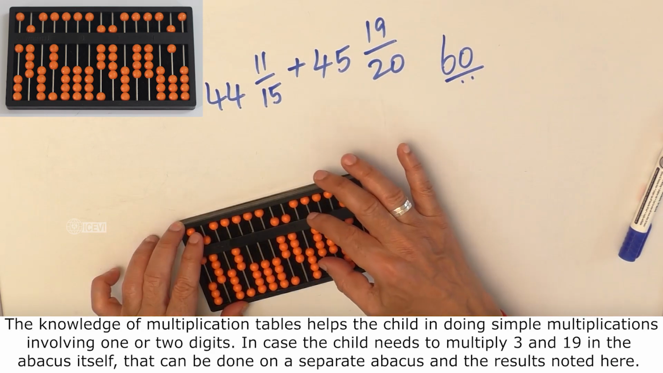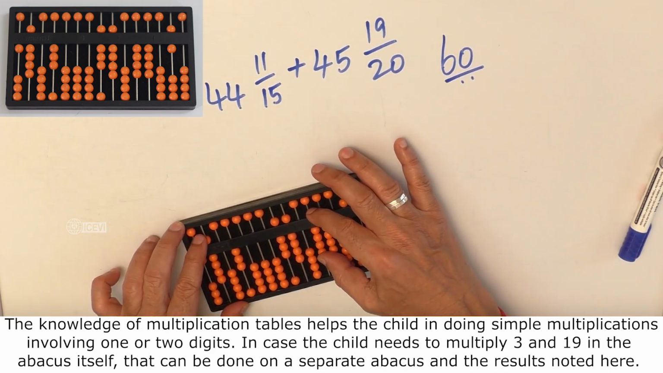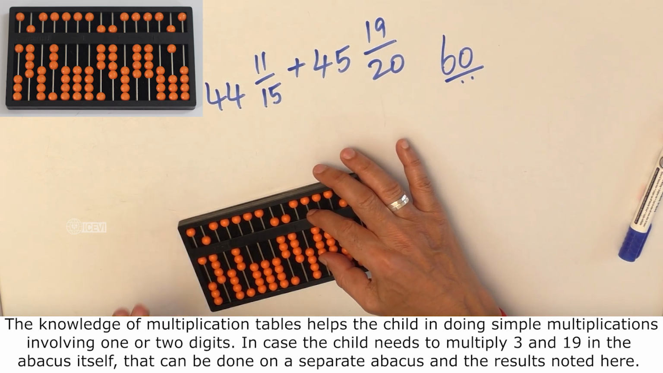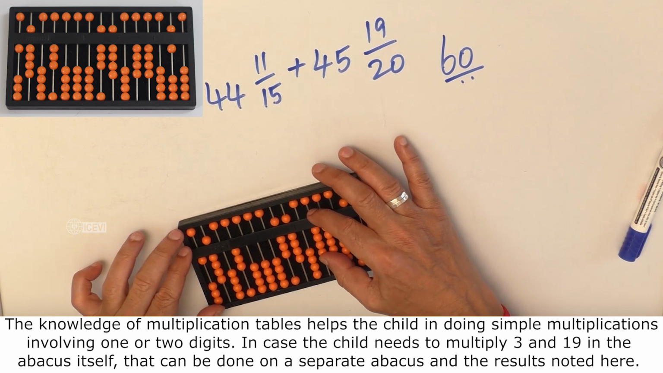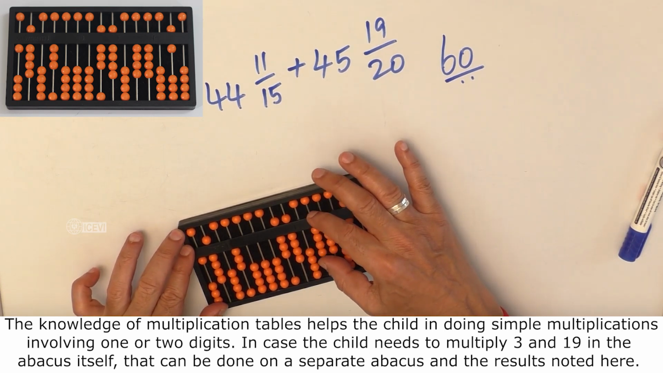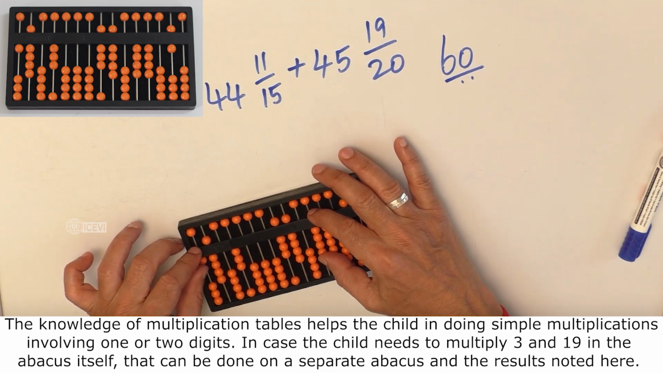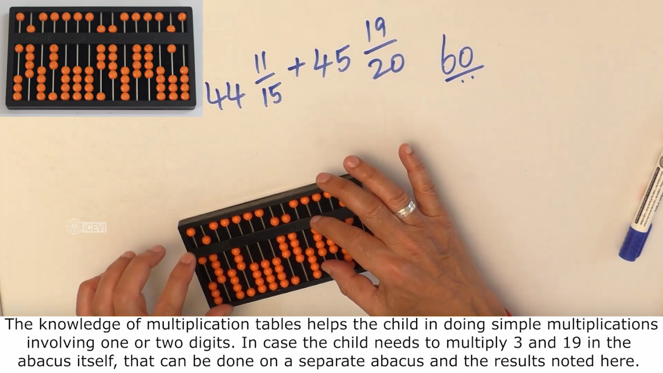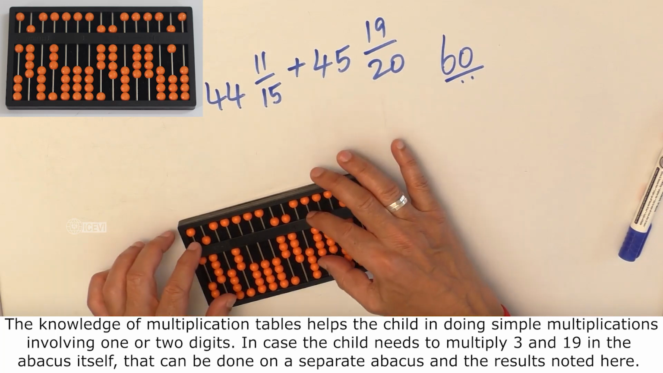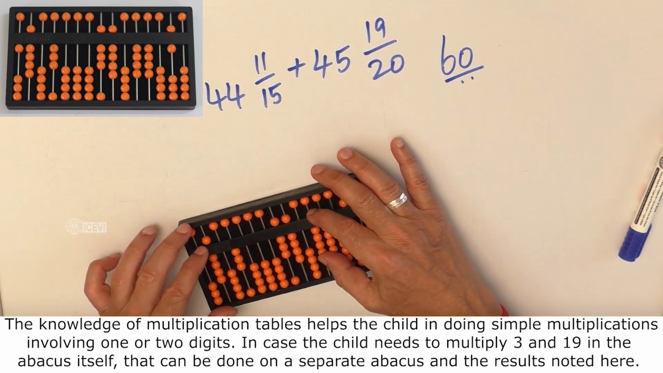The knowledge of multiplication tables helps the child in doing simple multiplications involving 1 or 2 digits. In case the child needs to multiply 3 with 19 in the abacus itself, that can be done on a separate abacus and the results noted here.